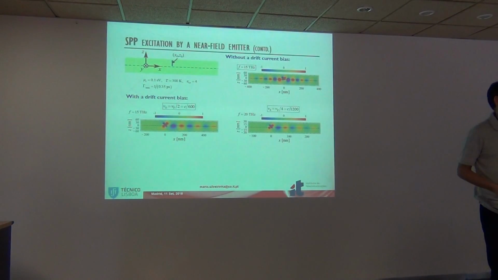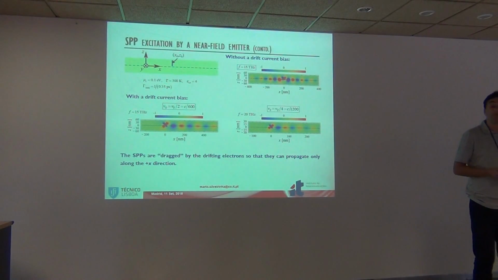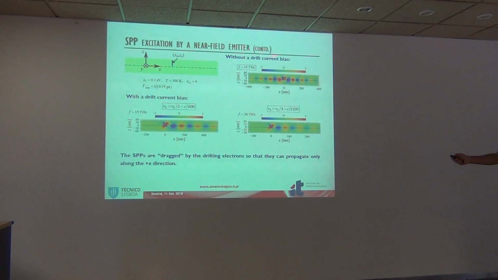So let me show you what happens if you put an emitter, a vertical emitter, on top of the graphene sheet. So this is some kind of vertical dipole, and if you don't have the drift, you see that it emits in both directions. But if you put the drift for these velocities, so in this case Vf/2, Vf/4, you see it only emits to the right. It does not emit to the left, or it emits very weakly, because the plasmons that go to the left, if they exist, are much more attenuated.